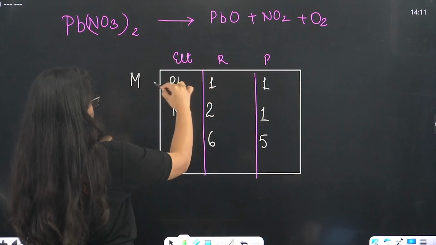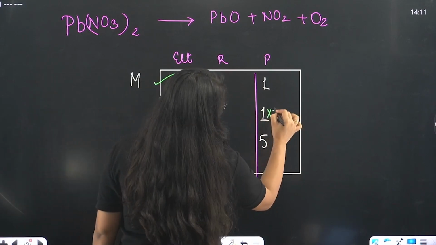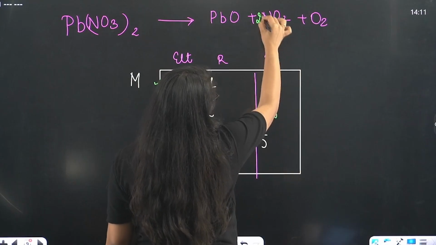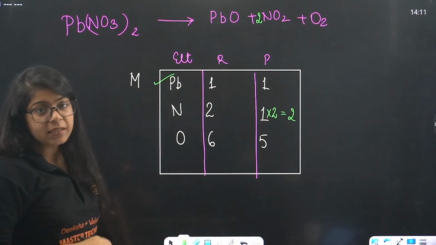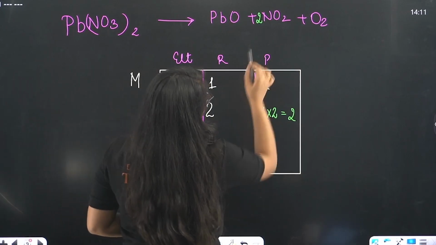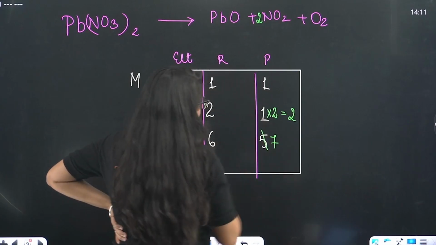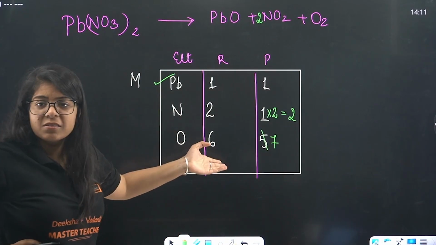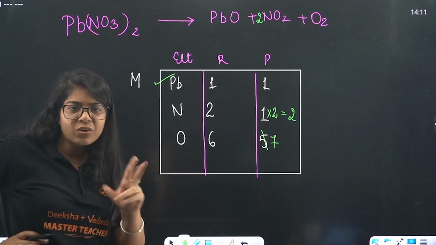So Pb is balanced. Done. Nitrogen 2 and here is 1. So I'll multiply this nitrogen with 2. So this becomes done. Nitrogen is balanced. Moving to oxygen. Now oxygen is not 5. It is what? 2 into 2, 4, 5, 6. 7 oxygens are there. How should I balance 6 and 7? There is nothing to multiply with. There is nothing to relate them to.